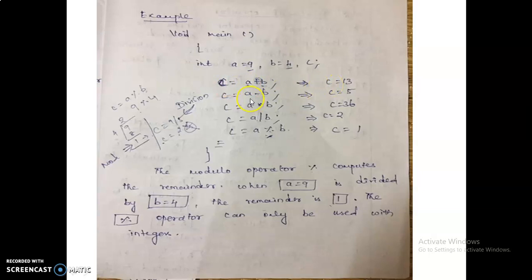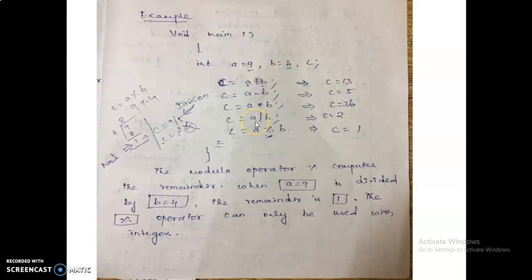Like that, A minus B, here C is 5. A into B, the value of C is 36, since 9 fours are 36. And then this is the division: C = A / B. Here the value of A is 9 and the value of B is 4.